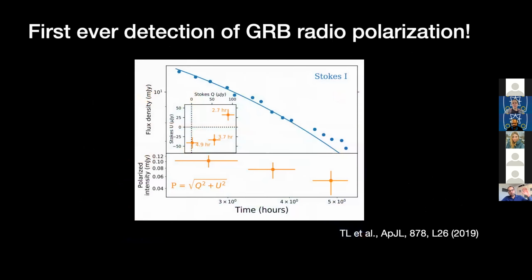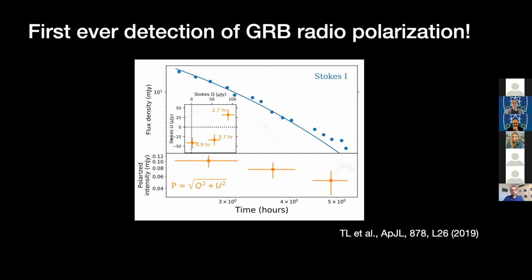The blue points at the top are the Stokes I light curve. In the lower panel, I've plotted the linear polarized intensity, which clearly decreases with time. There's also some evidence that the polarization fraction decreases as well, from 0.9% to 0.6% over the course of a couple of hours. And during this period, the polarization position angle rotates from 10 degrees to minus 45 degrees.